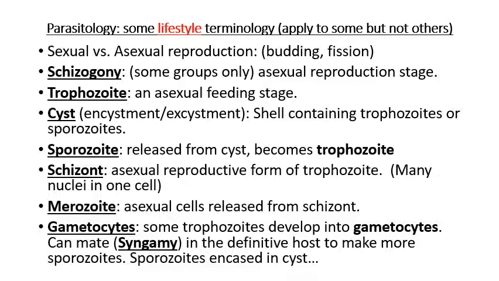All right, now, this term schizogony applies only to some specific groups of protozoa, and it refers to the asexual reproductive stage. Right, when a protist is practicing schizogony, asexual reproduction, it forms things called schizonts. This is a multicellular kind of a structure that contains many nuclei, and this schizont can burst and form a whole bunch of asexual feeding, a life form that just wanders around feeding, called a trophozoite, right?